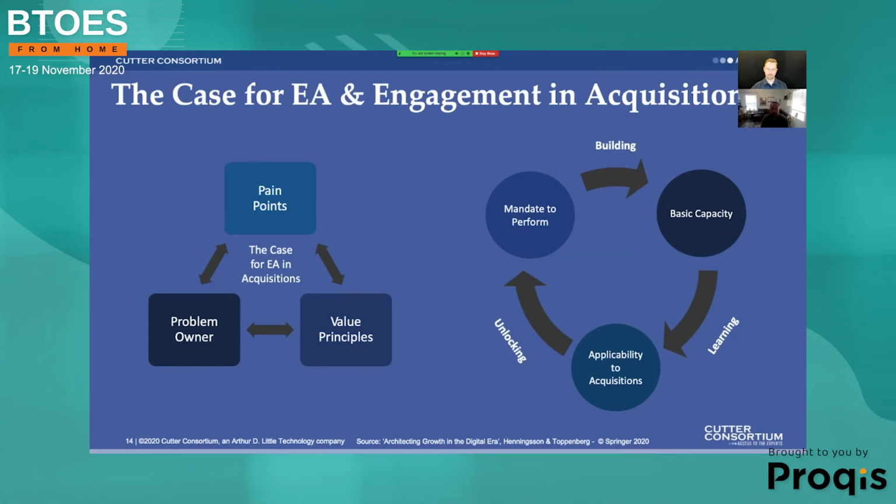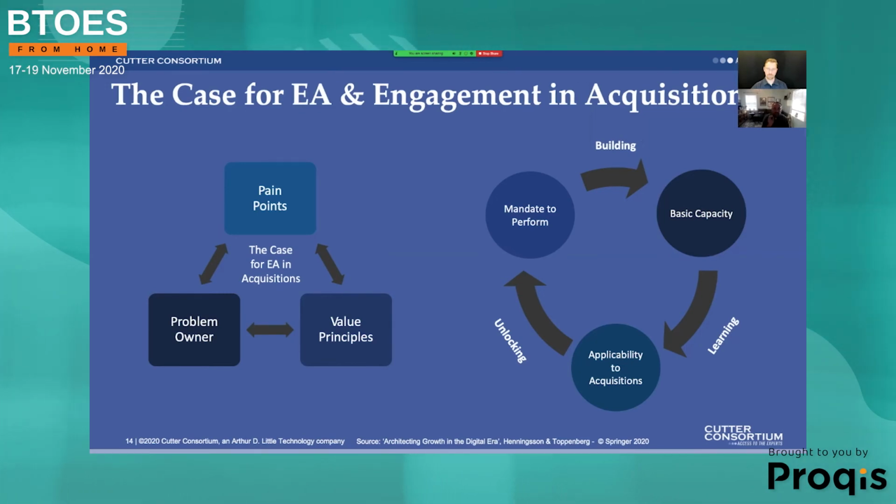Start to understand some of the pain points. As we mentioned before, those pain points may arise in the match or mismatch of capabilities in identifying targets. Start to understand who owns those problems, and whether the problems existed prior to the acquisition, during the acquisition, or post the acquisition. And what are some of the value principles of your organization, and how can you start to address the pain points with the problem owners, and figure out how to drive that value forward in terms of what your organization thinks is important.